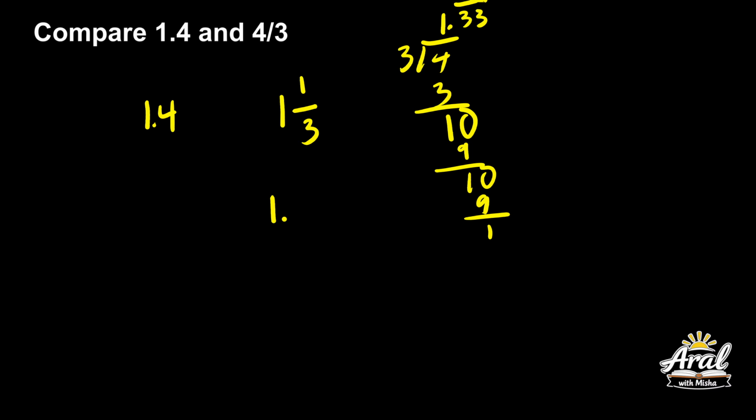So, if we're gonna make decimal, in decimal, so 1, okay, ito yung whole number 1, and 1/3, alam natin, ang 1/3 is 0.3333. If we're gonna compare 1.4 and 1 and 1/3, mas malaki itong 1.4. So, 1.4 is actually a larger value, okay?